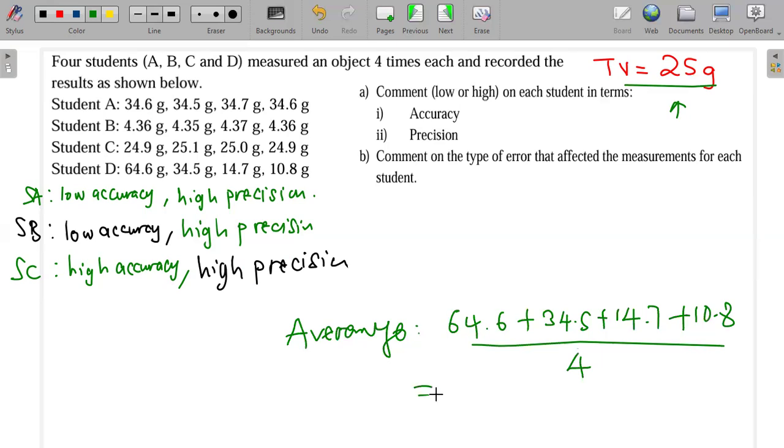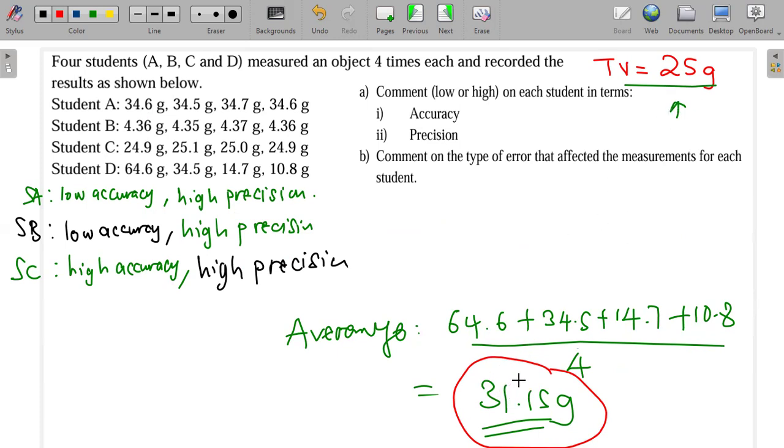Okay, so once I divide by 4, I'm getting my mean to be 31.15 grams. So I compare my mean now to my true value. My mean is 31.15. My true value is 25 grams. So we see that this mean here is way above the 25 by 6 grams, because if I add 6 to the 25, I'm going to get 31. So this average for these measurements on student D is way above the true value. Okay, so student D, we're going to say it has low accuracy.